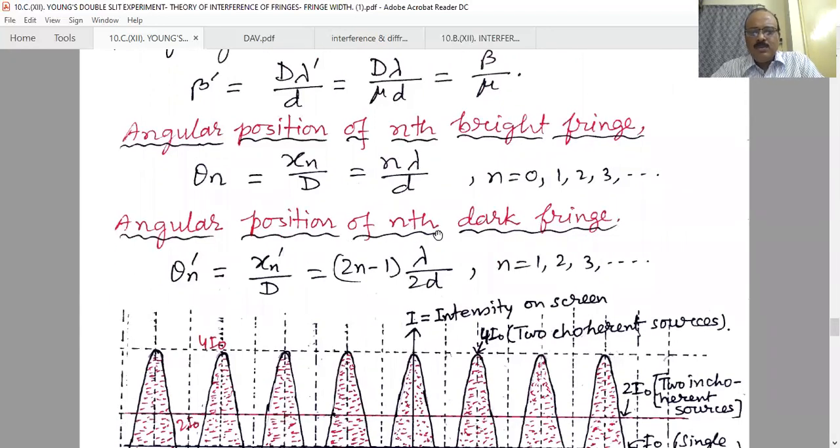And the angular position of the nth dark fringe, obviously, will be x n dash divided by d. If we put the value of x n dash and d, we get this expression. These are the angular positions on the screen, and these are the linear positions on the screen.